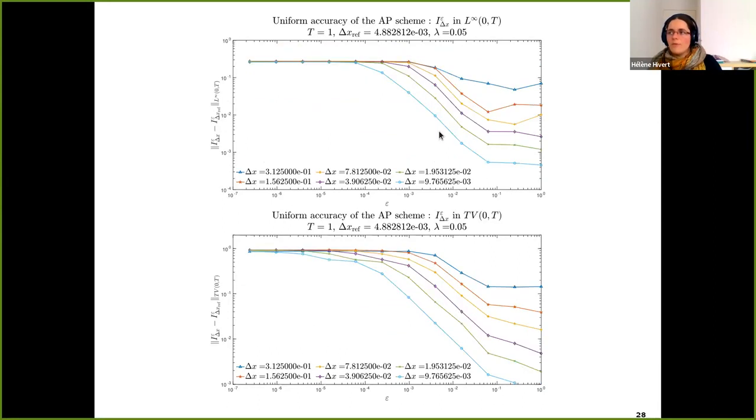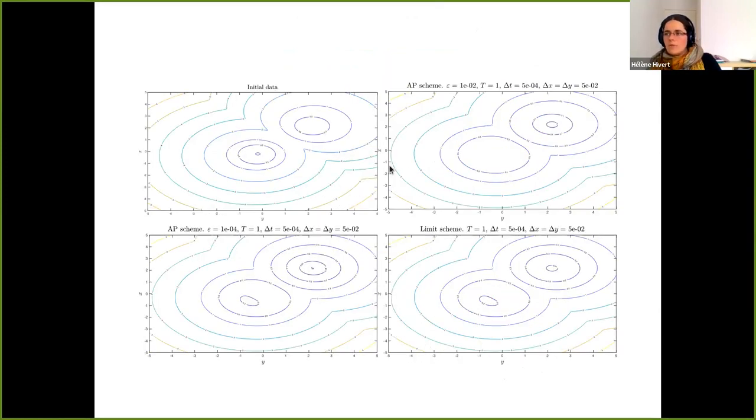But for J, if you consider other norms, so for instance, an infinity norm or the semi norm of the total variation, it's not true. Okay, so the uniform accuracy seems to be true only in L1 and not in an infinity or in the BV norm.